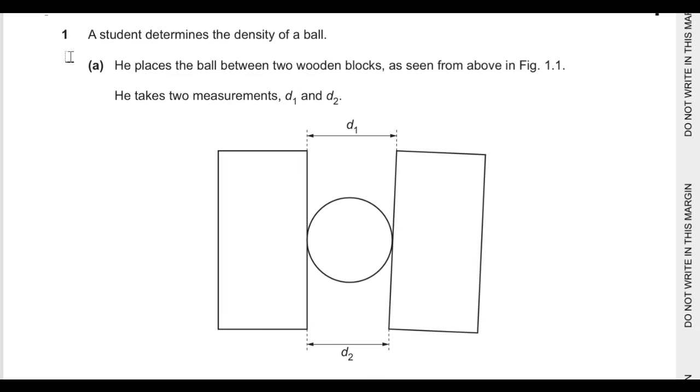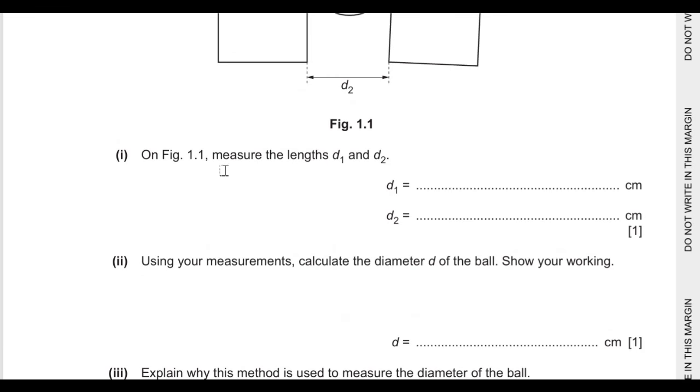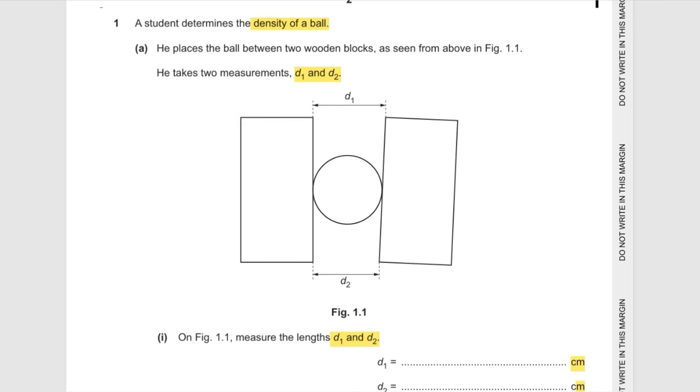Question number 1 says, a student determines the density of a ball. Part A says he places the ball between two wooden blocks as shown in figure 1.1. So here's the ball between two wooden blocks. He takes two measurements D1 and D2. On figure 1.1, measure the length D1 and D2.